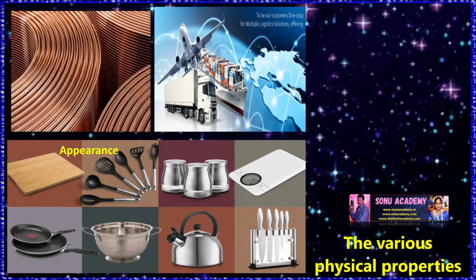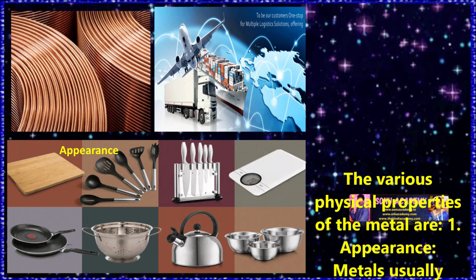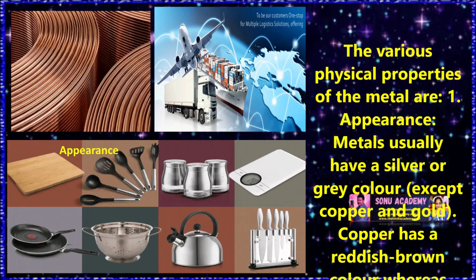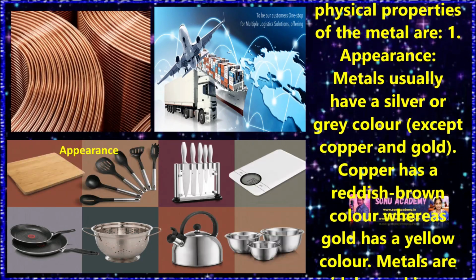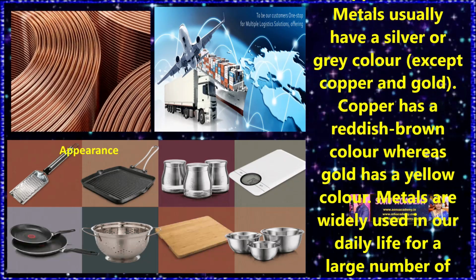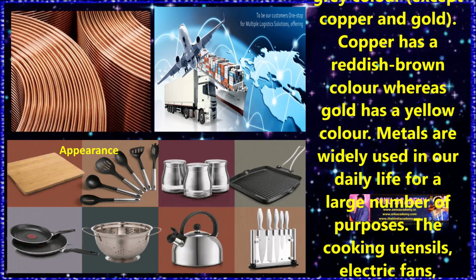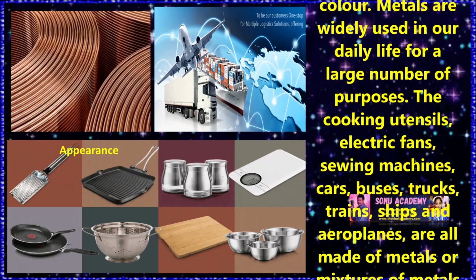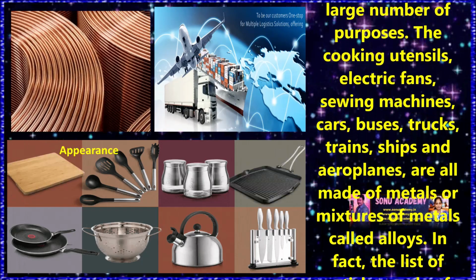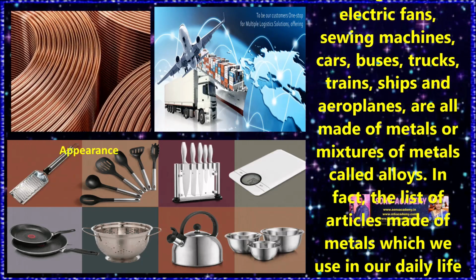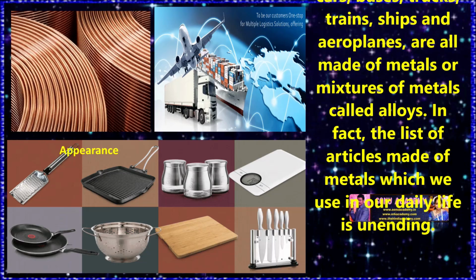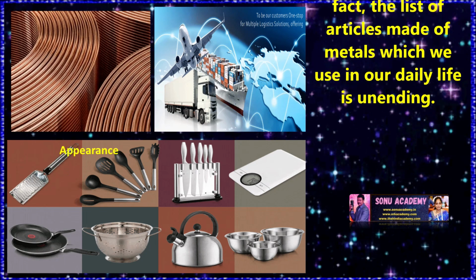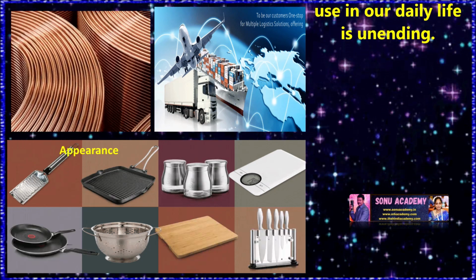Children, let us discuss the physical properties of metals. Appearance: metals usually have a silver or grey color except copper and gold. Copper has a reddish brown color whereas gold has a yellow color. Metals are widely used in our daily life for a large number of purposes. Cooking utensils, electric fans, sewing machines, cars, buses, trucks, trains, ships and aeroplanes are all made up of metals or mixtures of metals called alloys. In fact, the list of articles made of metals which we use in our daily life is unending.